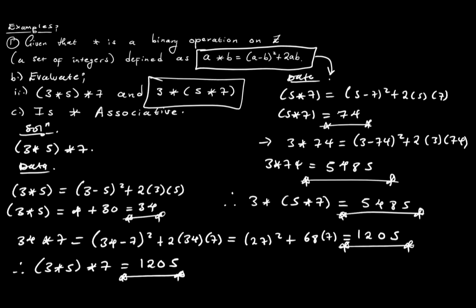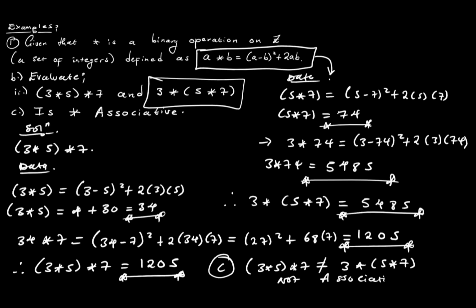Now, C is asking us, is star associative? Now, star is not associative, simply because if you look at the operation that we have in question, 3 star 5 star 7 is not really equal to 3 star of 5 star of 7. So it is not associative. Not associative, just like that. I hope it is clear.